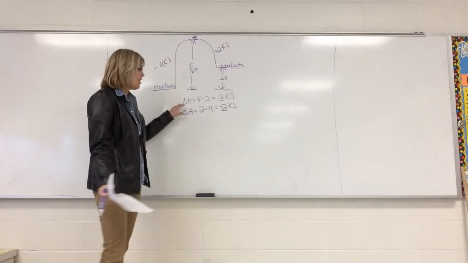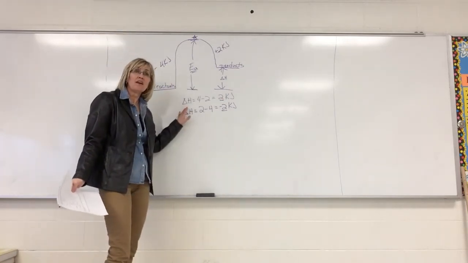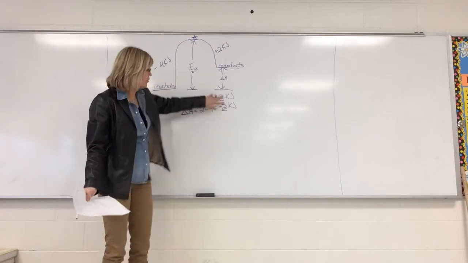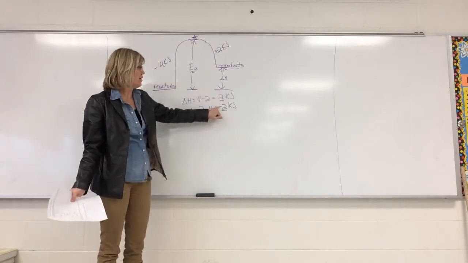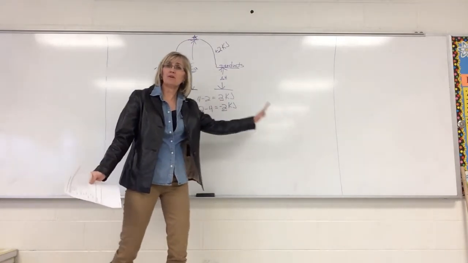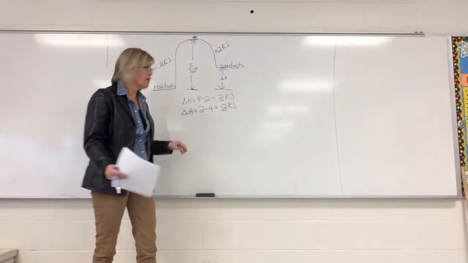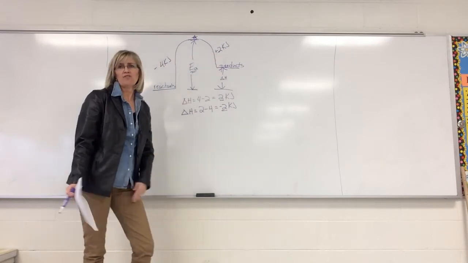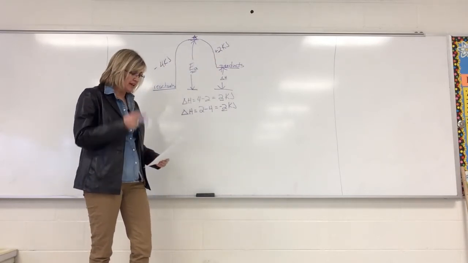So that is how mathematically the delta H for the forward and reverse are going to be numerically the same, but the sign will be different. If it's endothermic one way, it's going to be exothermic the other. And that's how you can see that, all right, by looking at those activation energies.